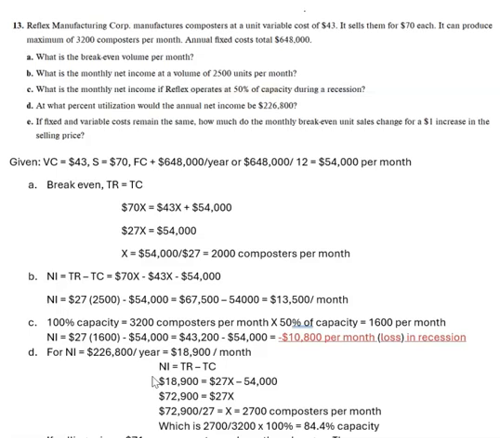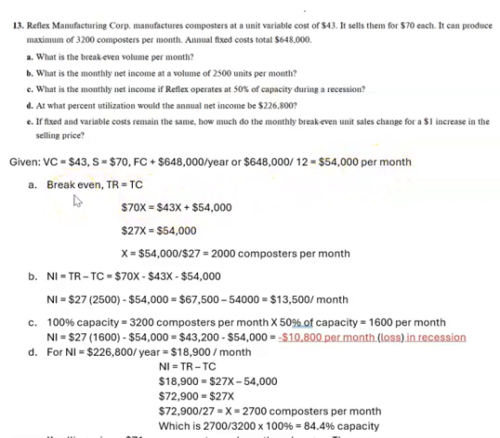And the annual fixed cost is $648,000. Okay. Question 1, what is the break-even volume per month? So that right there tells us that we should take that fixed cost divided by 12 to come up with our monthly fixed cost. Okay, so 648,000 divided by 12 gives us 54,000 per month.